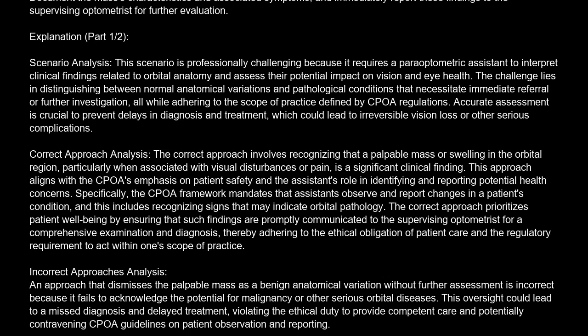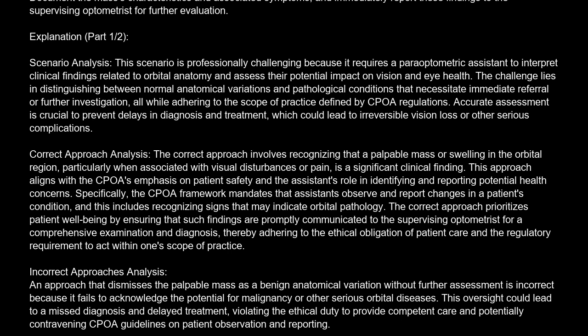Correct answer is A. Document the mass's characteristics and associated symptoms, and immediately report these findings to the supervising optometrist for further evaluation. Explanation. Scenario analysis. This scenario is professionally challenging because it requires a paraoptometric assistant to interpret clinical findings related to orbital anatomy and assess their potential impact on vision and eye health.